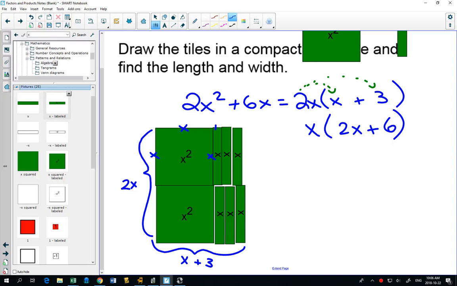The interesting thing with this, you could factor out a 2, right? I can do this. But I can't make a rectangle with that. That's interesting. Not with the tiles that I have. All I could do with that is make x squared plus 3x's in one group and x squared plus 3x's in another group, and say I have 2 of those groups.